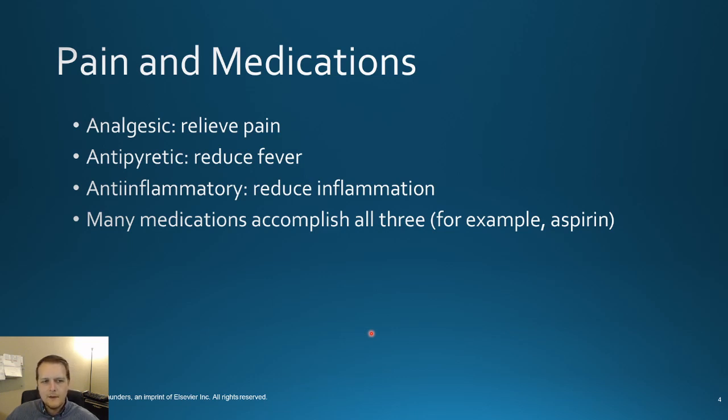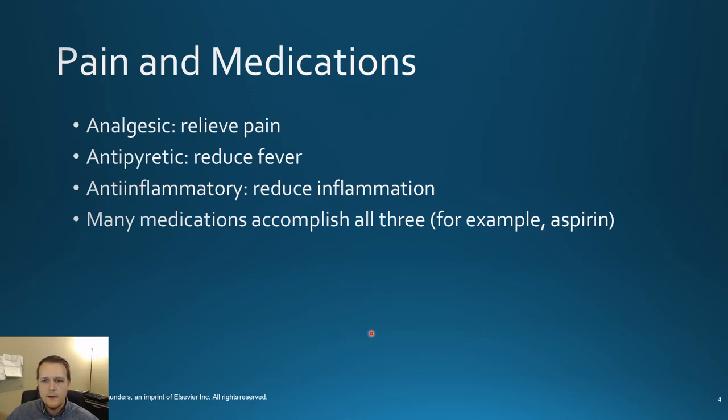And you're going to see that in some cases, medications may provide 1, 2, or all 3 of these roles here. So as an example, aspirin can actually accomplish all 3 of these. It provides pain relief, it can help reduce fever if a patient is ill with an infection, and can actually reduce inflammation. Some agents only do one or the other.